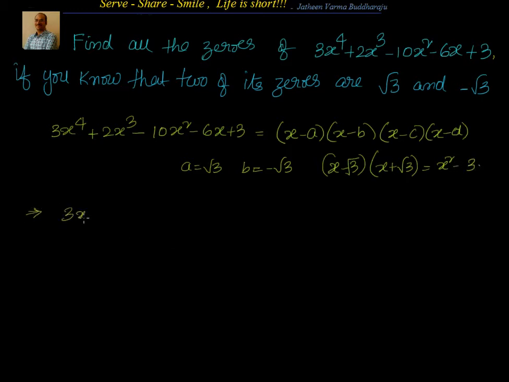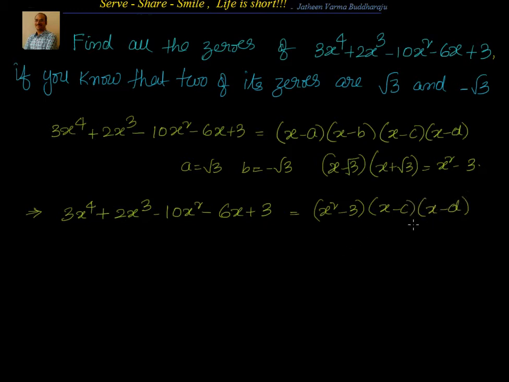That gives me that 3x to the power of 4 plus 2x cube minus 10x square minus 6x plus 3 is nothing but equal to x square minus 3 multiplied with x minus c and x minus d. Now we have to find out what is x minus c and x minus d. We have to find out the two other zeros c and d. For that, we will divide the whole polynomial with x square minus 3 and find out the values of c and d.